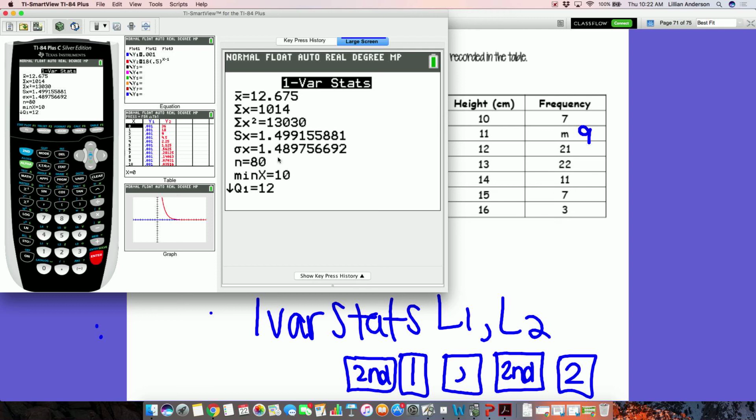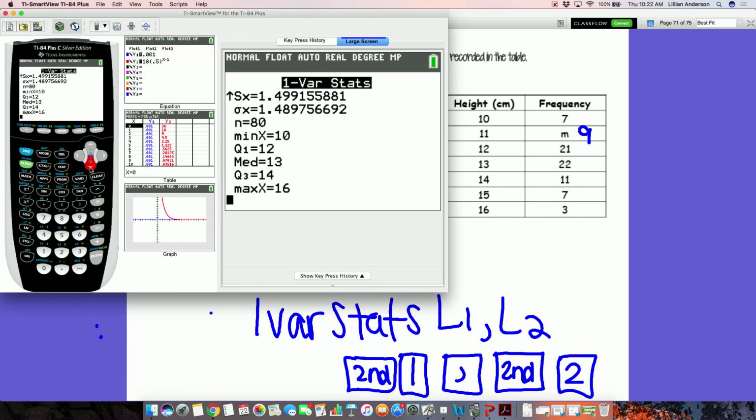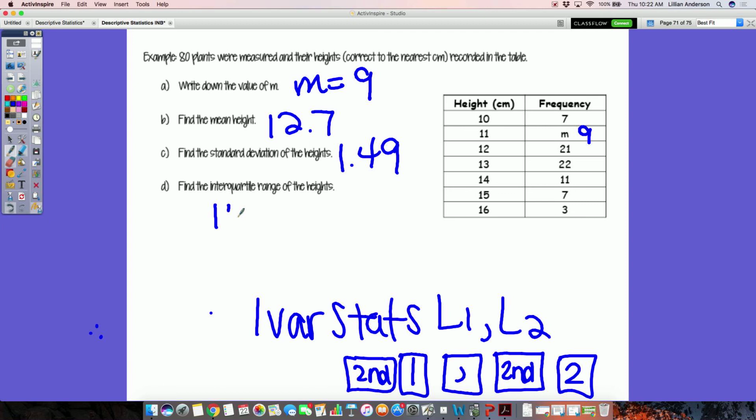Now we have to find our interquartile range. I'm going to have to scroll down, right? So scroll down. It's going to be 14 minus 12, which is 2. Avoid skipping the step of actually writing down 14 and writing down 12. Do not skip that step. Make sure you write that step down. Questions?